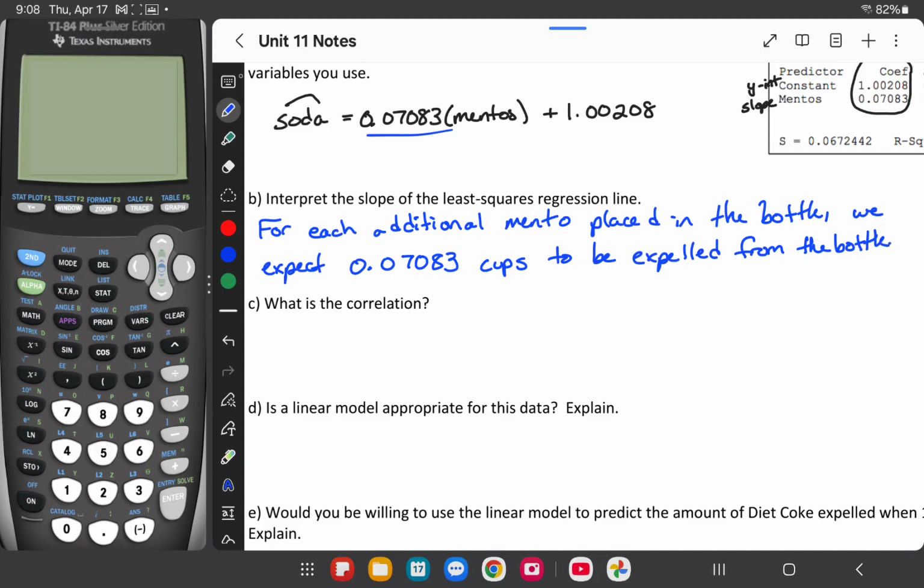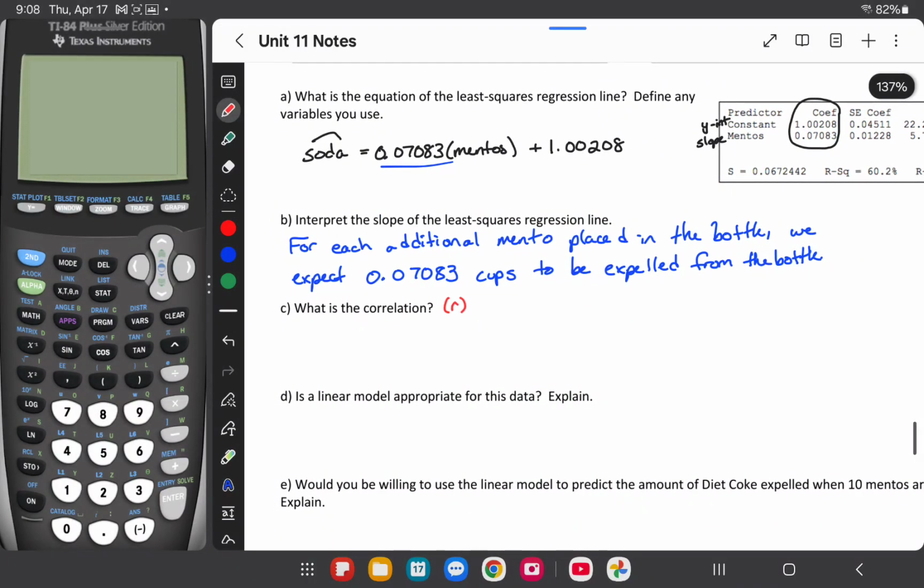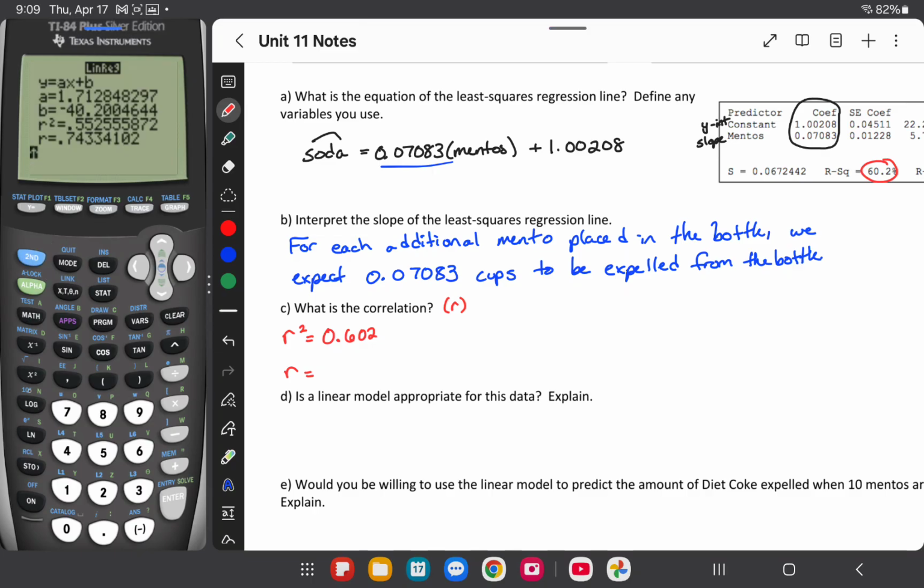The next question asks us about the correlation. Anytime it asks us about correlation, what it really wants us to do is talk about the R value. So if I want to talk about the R value, the first thing I need to do is find it. And while they don't directly give me R, they tell me what R squared is. They tell me that R squared is equal to 60.2%. Make sure to work with that as its decimal form. So if I want to figure out what R is, I need to take the square root of that number. So let's take the square root of 0.602. That's going to tell me that my R value was 0.776 if I go to 3 decimal places.